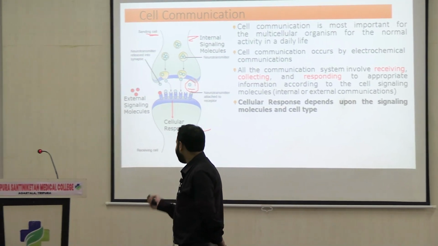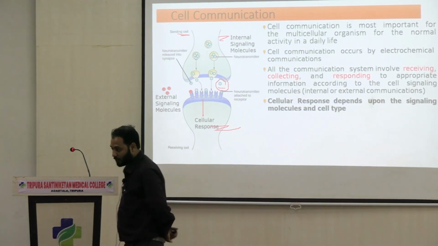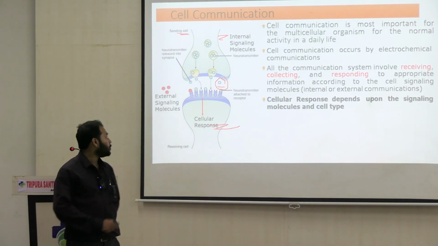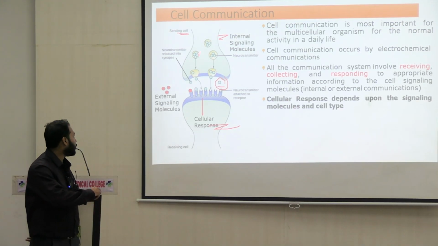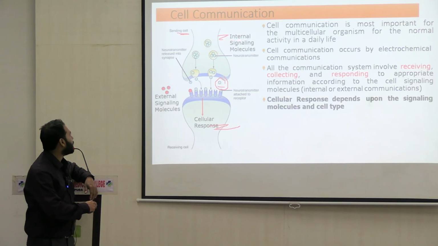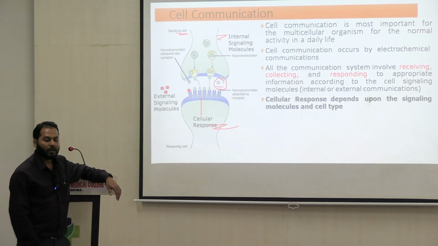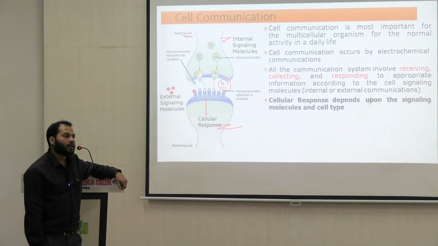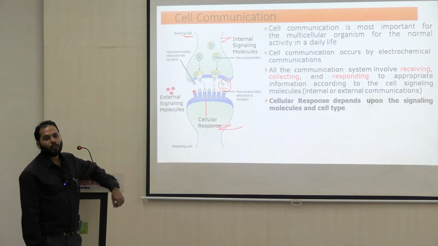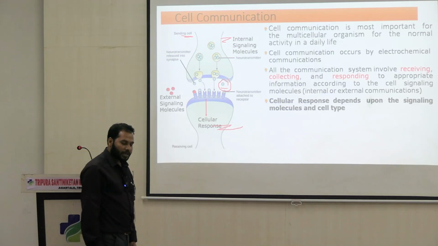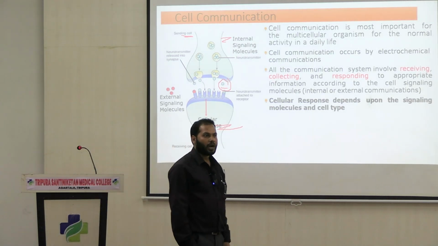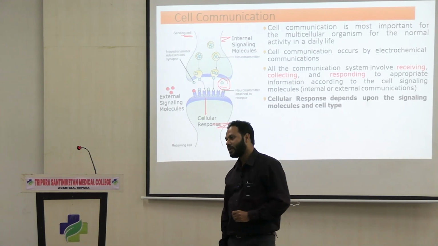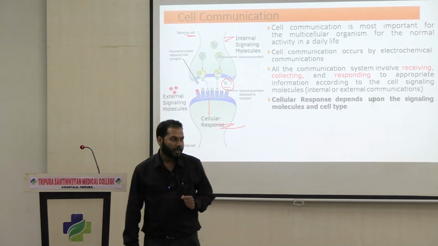At the same time, you can see outside the neuronal cell there are some other types of molecules. The molecules present inside the neuronal cells are called internal signaling molecules. The molecules present outside the neuronal cells are external signaling molecules. Both the internal and external signaling molecules are very vital in the signaling cascade, in the signal transduction pathway in cell-to-cell communication.